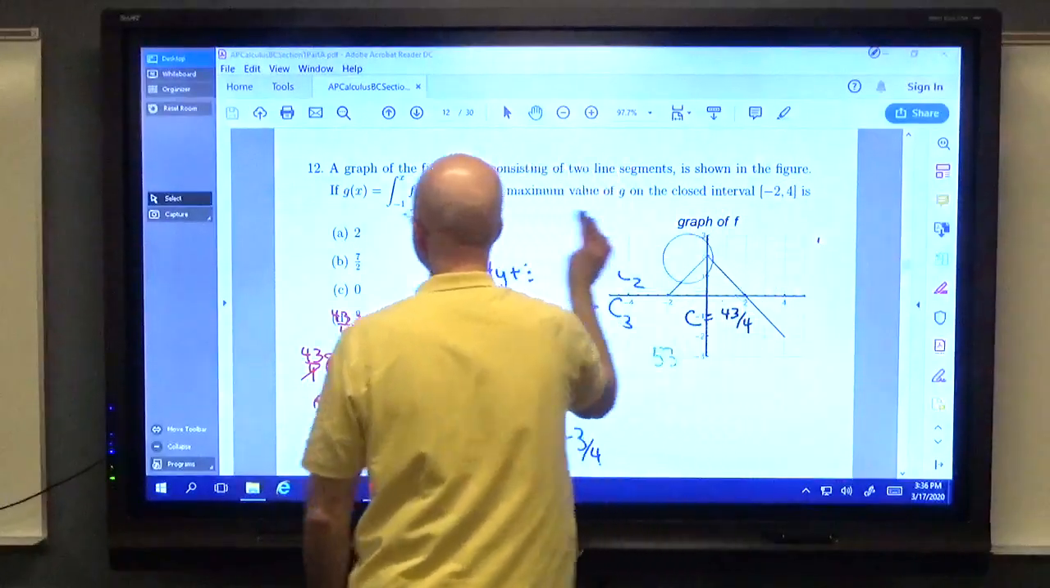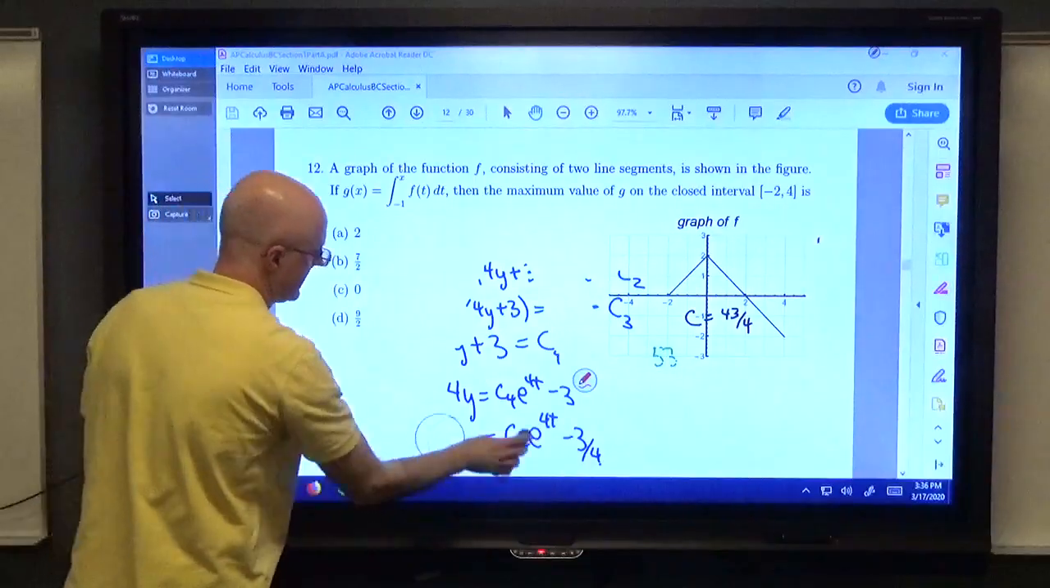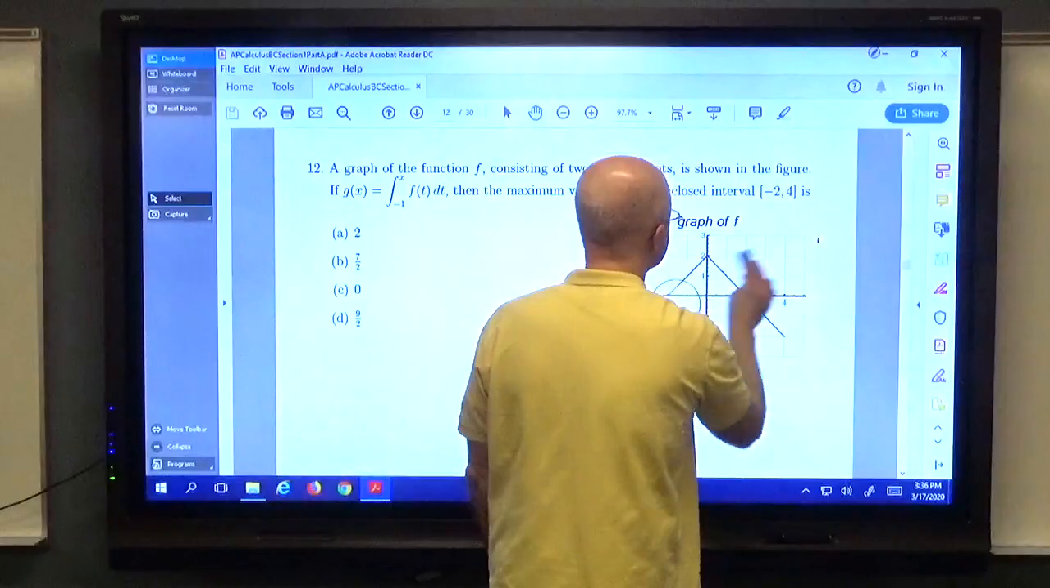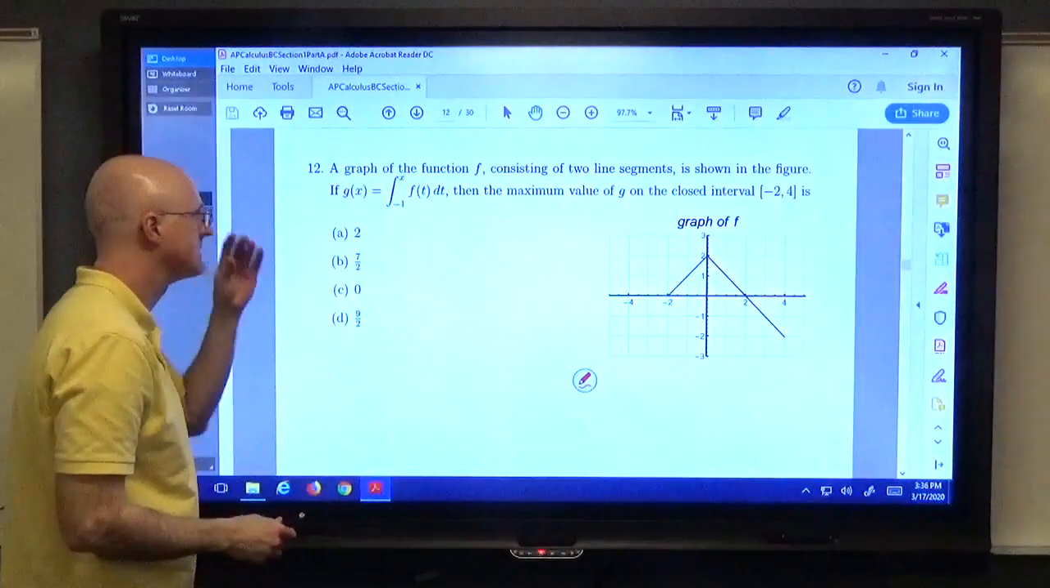This one looks pretty nasty. One of those integrals where the variable is in the upper limit of the integral. It's not as hard as it looks. We can solve this one pretty quickly.